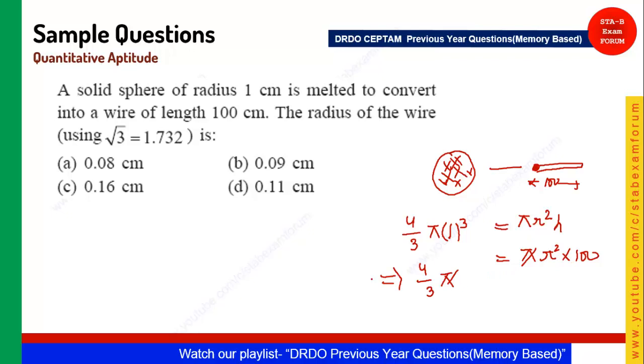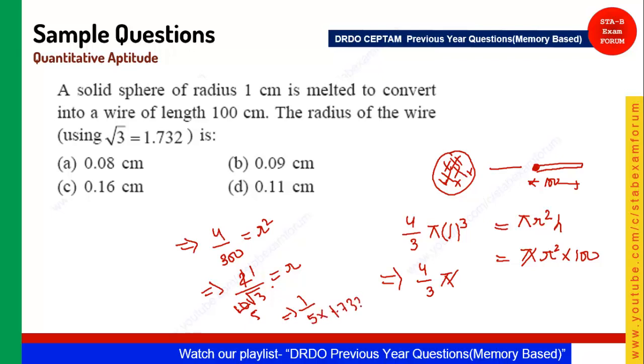If you cross multiply it, you will get 4 upon 300 as r square. So if you take a root, how should you take the root? Root 4 is 2, and root 3 and root 100 is 10. So 2 upon 10 root 3 is equal to r. So 2 1s are 2, 2 5s are 10, and the value of root 3 they have given as 1.732. On solving you will get the answer 0.11 centimeter. So option D is the correct answer.